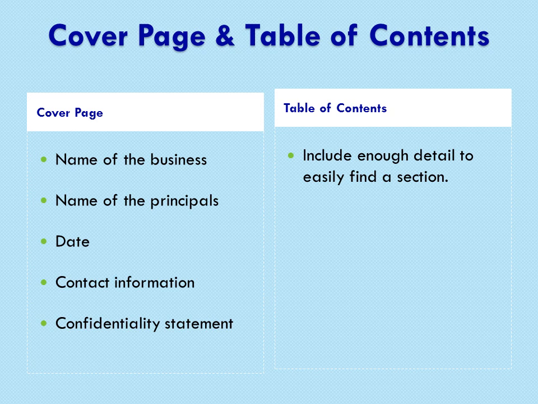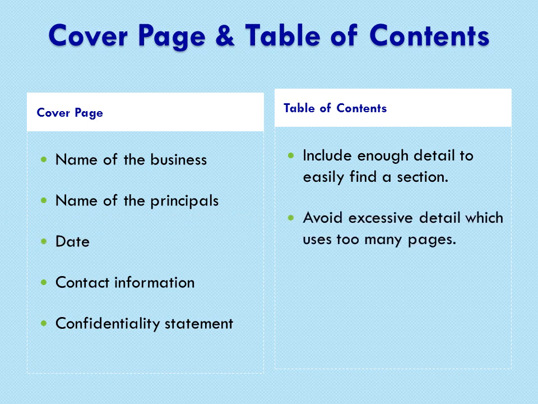In your table of contents you should include enough detail to easily find a section. The table of contents should have numbering, like your introduction on page 2, then page 3, so that if somebody wants to see a particular topic, suppose financing on page 50, they don't have to go through the whole document. Your investor or your professor can click that page and go to the finance section. Then avoid excessive detail that uses too many pages.